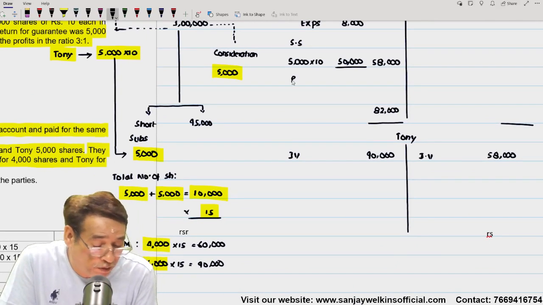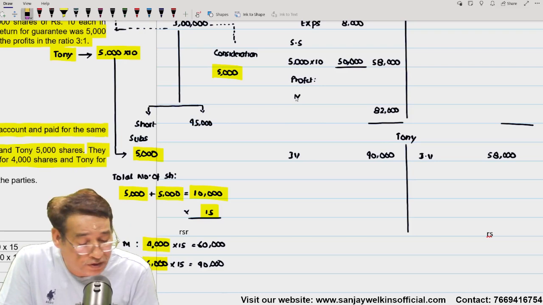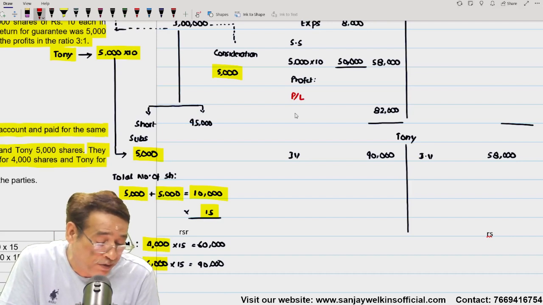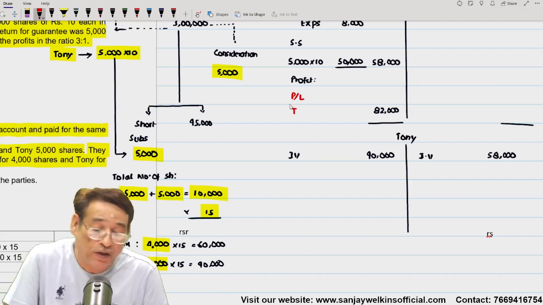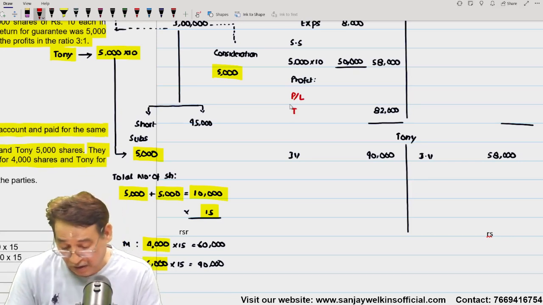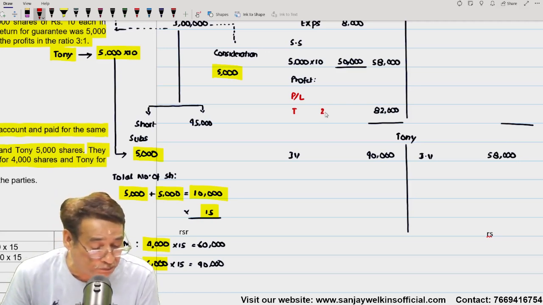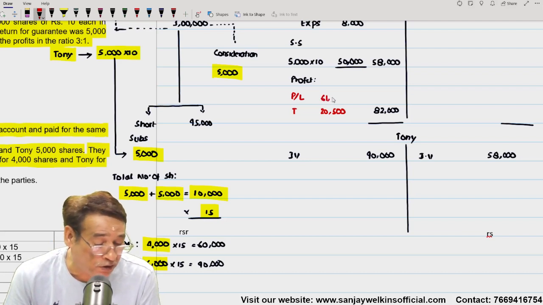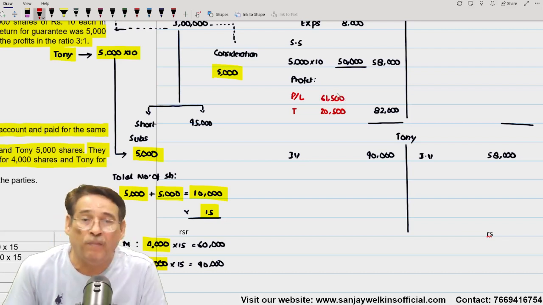Now this profit will be transferred to Mona, but in her own books she cannot write her name. So she will write for her share of profit and loss account, and for Tony, T. And profit sharing ratio is 3:1 as we saw earlier. So let's see how much it is. 82,000 divided by 4 is equal to 20,500, is share of profit of Tony, and 61,500 is share of profit of Mona.